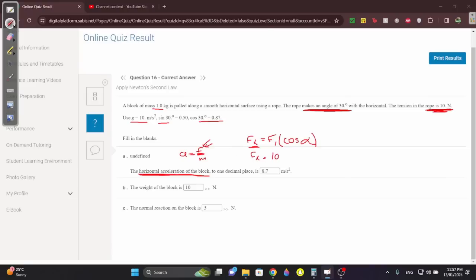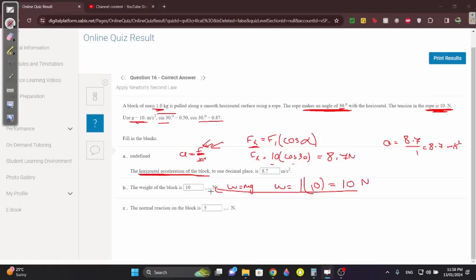Fx will be equal to the force, which is 10, times cosine of what angle are we using? 30. And you do this in a calculator, you get 8.7. Now we can go back to our formula. Acceleration equals the force, which we found is 8.7 newtons, divided by the mass, which is 1 kilogram, and you get 8.7 meters per second squared as your answer. Then they ask for the weight of the block. You know weight equals mg. The mass is 1 given, and g is 10, so you get 10 newtons as your weight.